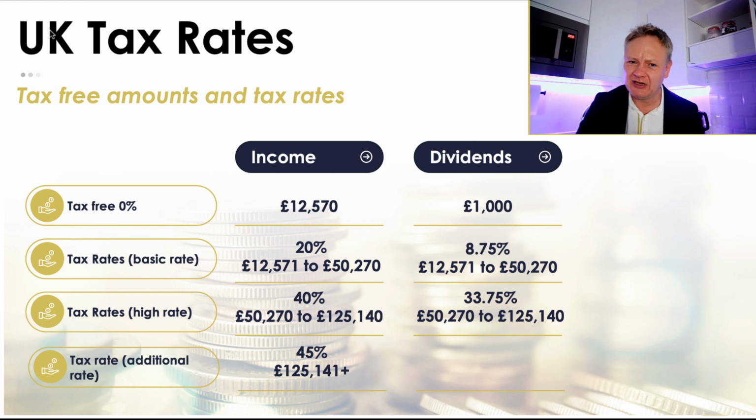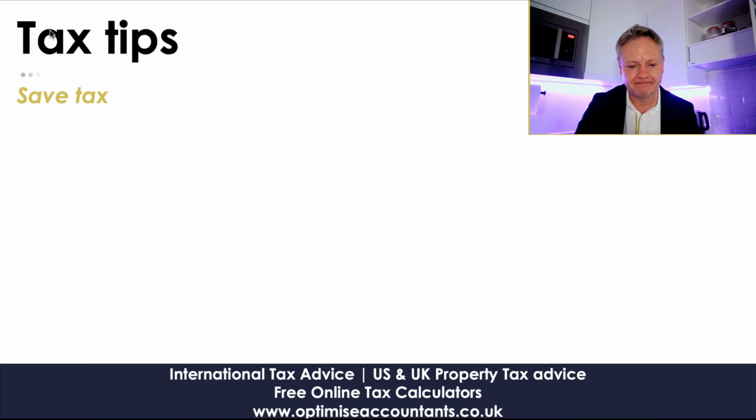Now, when it comes to dividends, the tax rate does increase from the 8.75% up to 33.75% as a higher rate taxpayer, and again that's earnings between £50,000 and £125,000. And then finally, there's the 39.35% tax rate for anyone earning dividends above the £125,000 earnings.